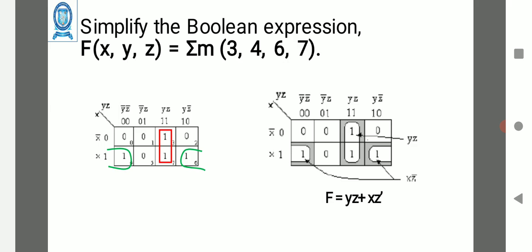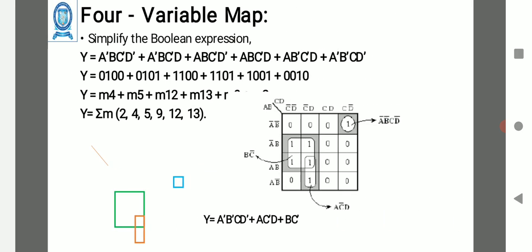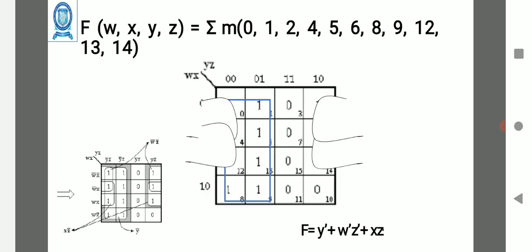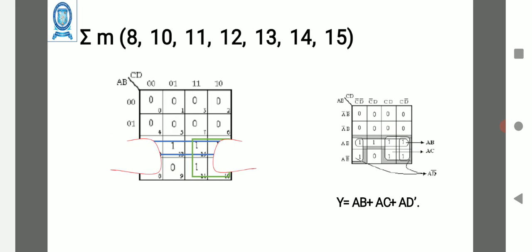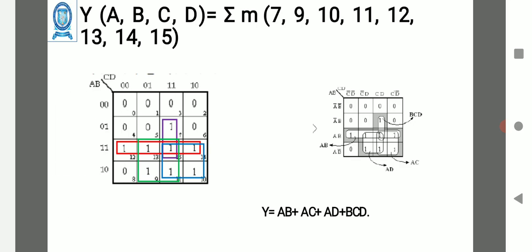Here we can see the simplification of the Boolean function, summation of 3, 4, 6, 7, 0, 2, 4, 6, and the 4 variable map is given here. As I said before, first we create a K map and group the cells with the same value. We have to identify the prime implicants, and next identify the essential prime implicants.